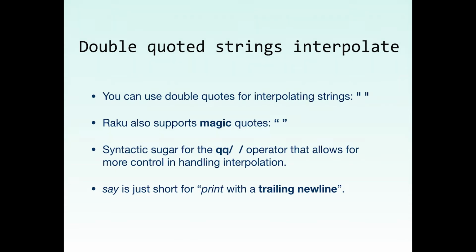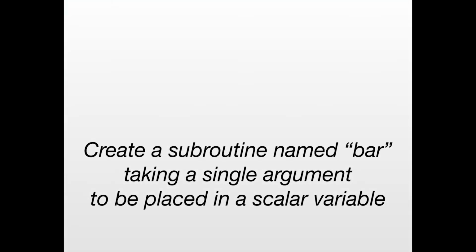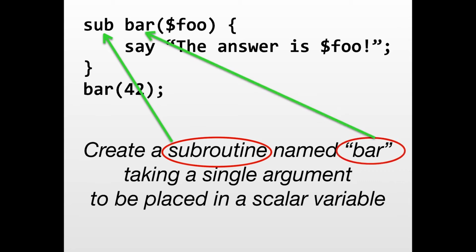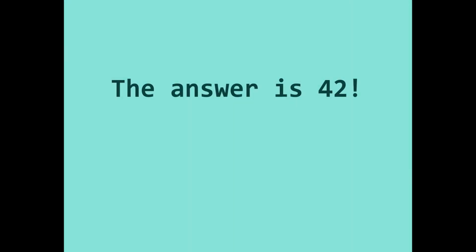So what if we want to create a subroutine named bar, taking a single argument to be placed in the scalar variable? It looks like this. Sub is used in Raku to create a subroutine. The name is just specified after that, and then between parentheses any arguments that you want to have. In this case, we just want a single scalar argument, which will be collected into the $foo scalar variable. So how does this look? Unsurprisingly, the answer is still 42.